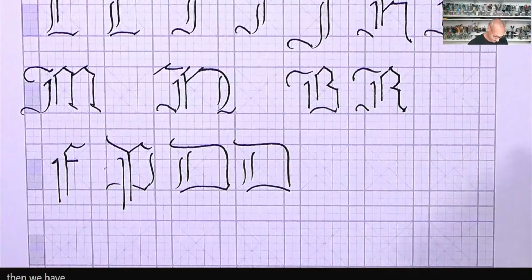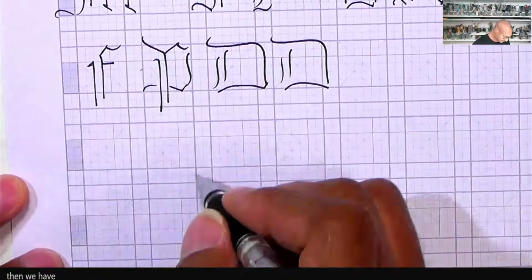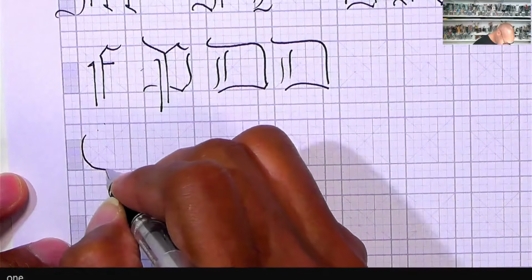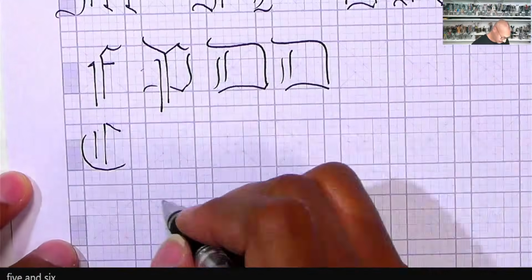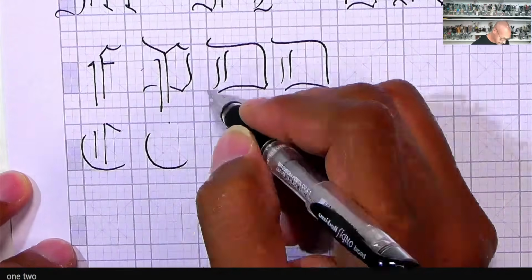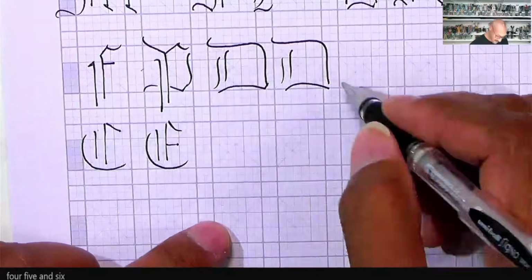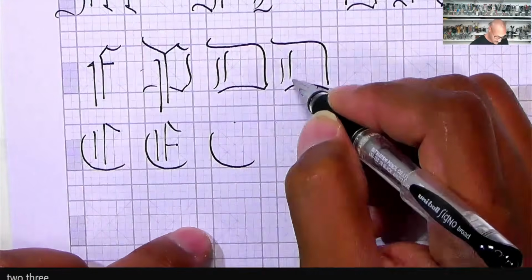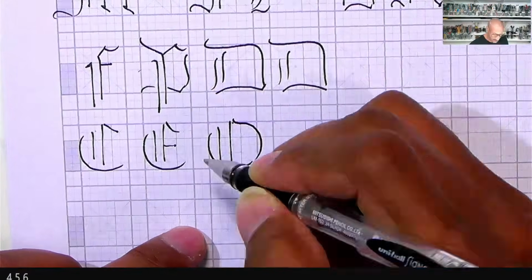Then we have 1, 2, 3, 4, 5, and 6. 1, 2, 3, 4, 5, and 6. And 1, 2, 3, 4, 5, 6, and 7.